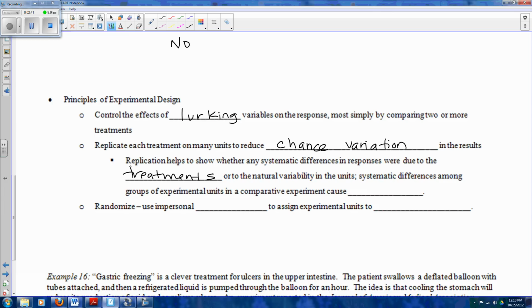Systematic differences among groups of experimental units in a comparative experiment cause bias. Okay, so systematic differences among the groups, somehow something's influencing their responses or how they're reacting, and so it's introducing bias into your experiment. Randomize, you also want to use impersonal chance to assign experimental units to treatments.